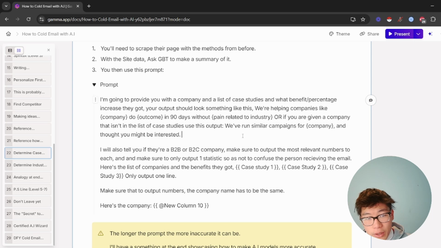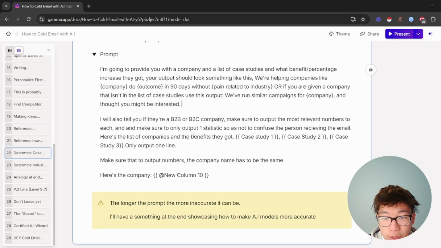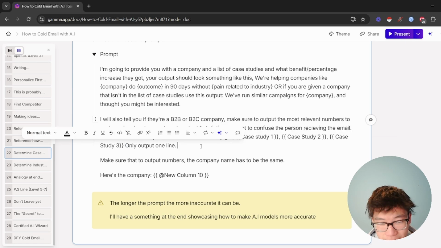We've run similar campaigns for company and thought you might be interested. I will also tell you if they're B2B or B2C, make sure to output the most relevant numbers to each, and make sure to only output one statistic so as not to confuse the person receiving the email. Here's the list of companies and benefits they got. Case study 1, case study 2, case study 3. Obviously, you fill this in.